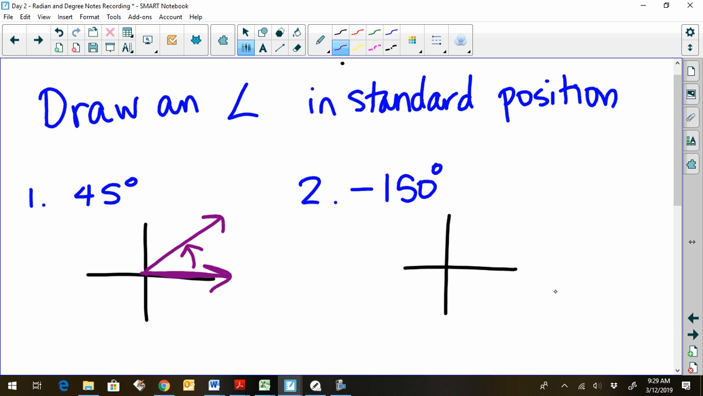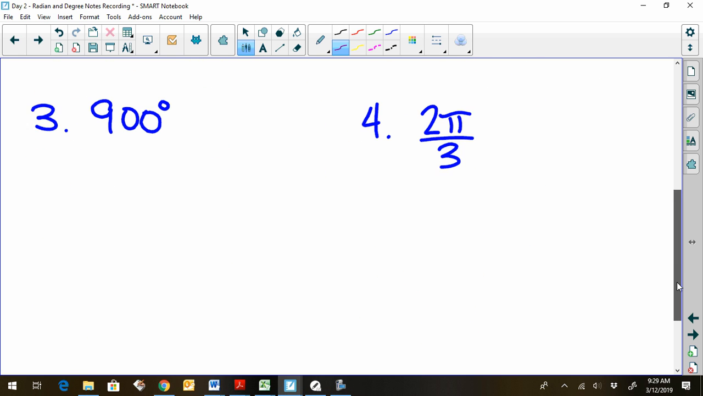For negative 150, our initial side starts in the same spot. Negative 150 is close to 180, but instead of going up, we're going to go down, and it's just 30 degrees away from 180. So it's pretty close to it. And then we'll show that arrow in between that shows us what direction it's going. Okay?